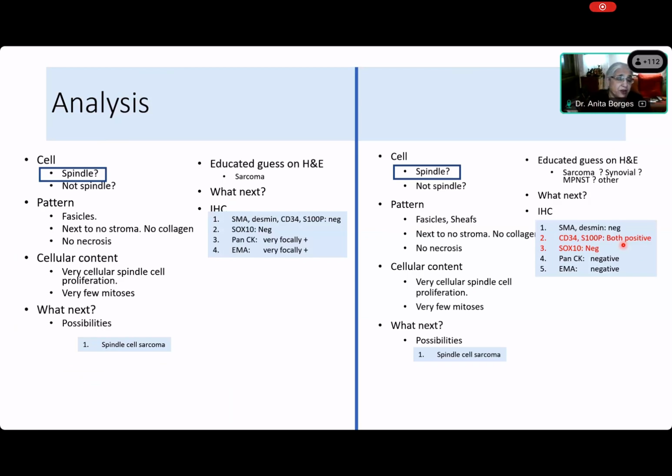Yes, somebody is saying epithelioid in the chat box. If it was epithelioid, they wouldn't be spindle. We are talking about spindle. Yes, so you are right, Elsa.